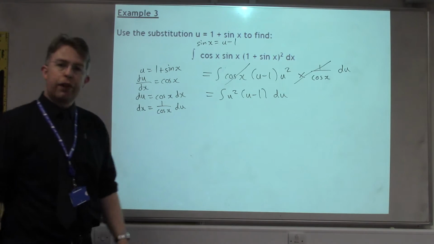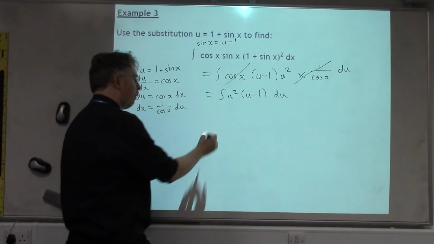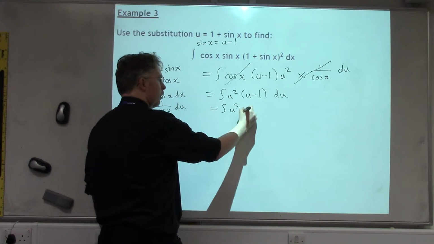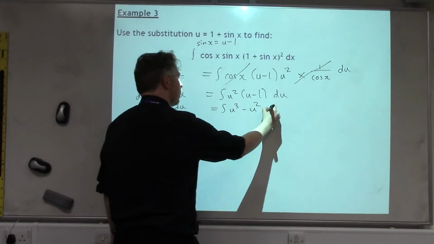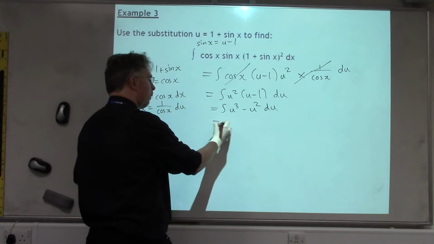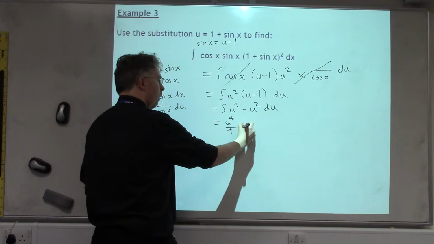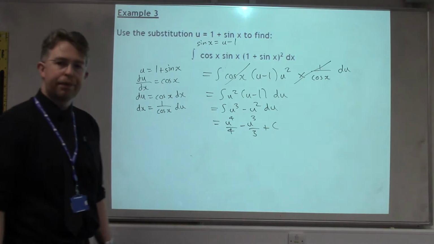So we get the integral of u squared times (u minus 1) du. Multiply it out, and we get a polynomial: u cubed minus u squared du. That we can simply integrate using polynomial rules. So we get u to the 4 over 4 minus u cubed over 3 plus c.